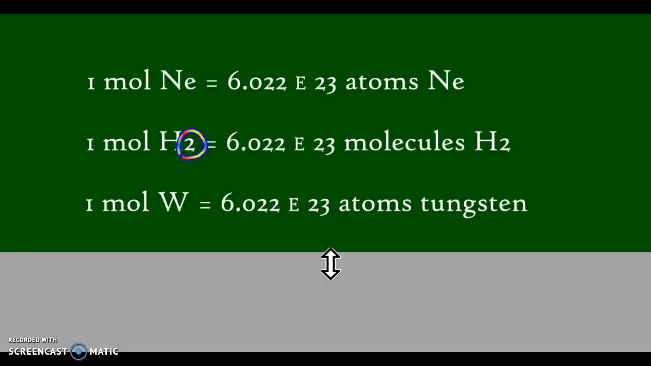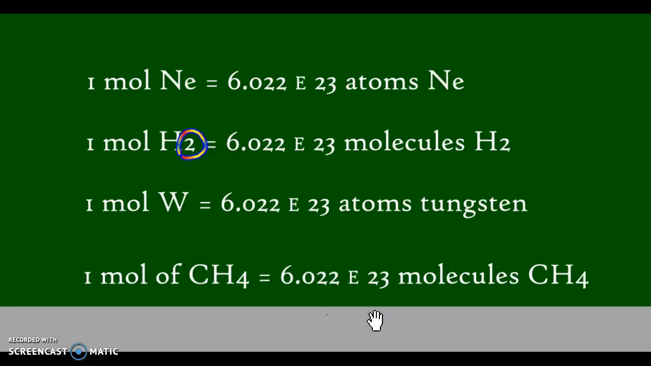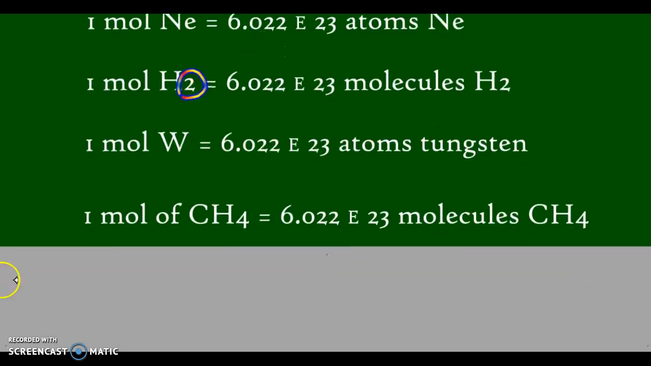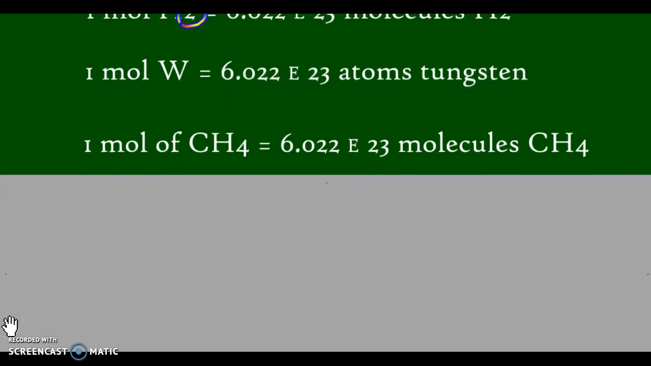A mole of tungsten is 6.022 times 10 to the 23rd tungsten atoms. How about methane? A mole of methane is 6.022 times 10 to the 23rd molecules of methane. Now, here's a little bit of a snapper. There are 5 atoms in each molecule of methane, right? So 1 carbon, 4 hydrogens, 5 atoms, tetrahedral. Remember all that, right? Good.